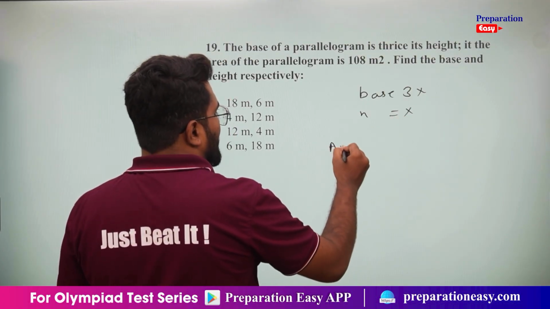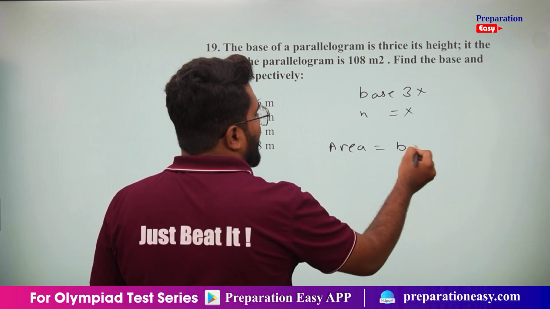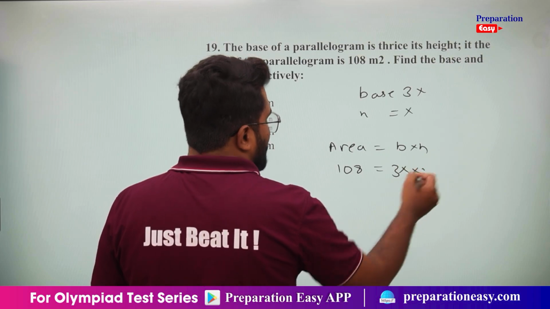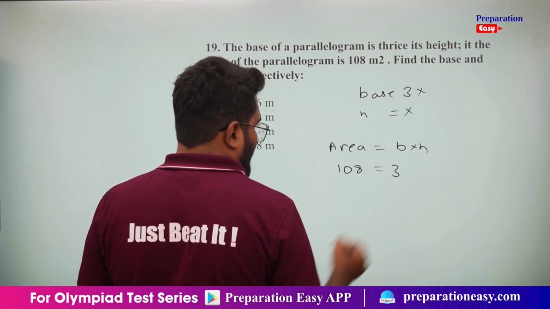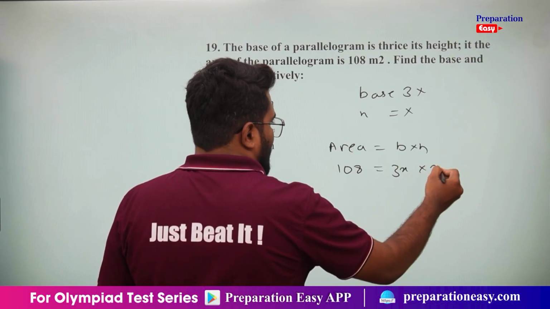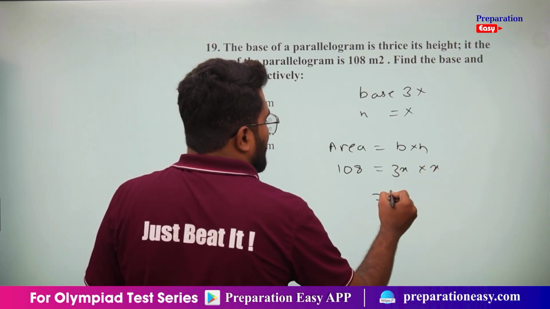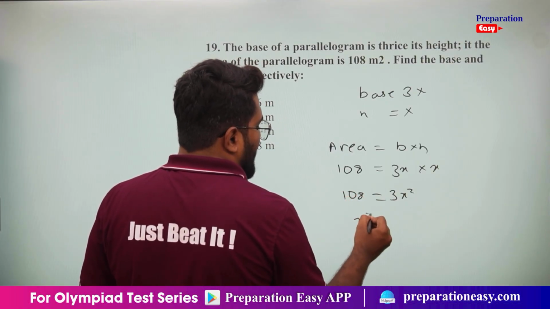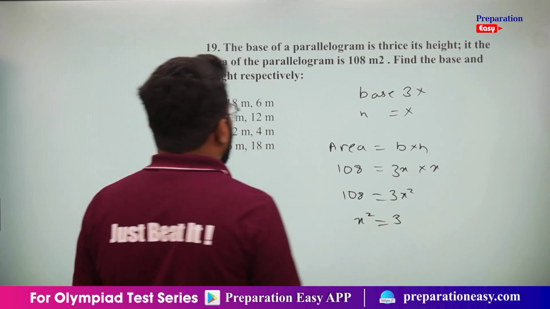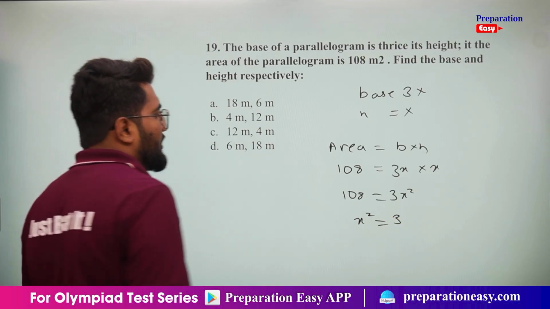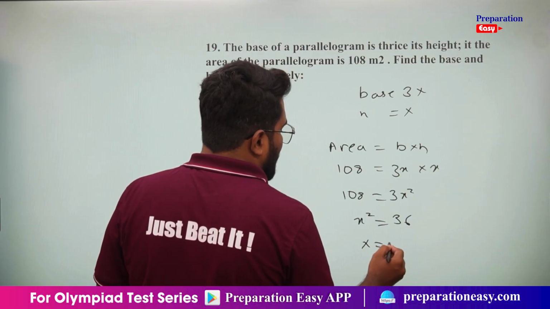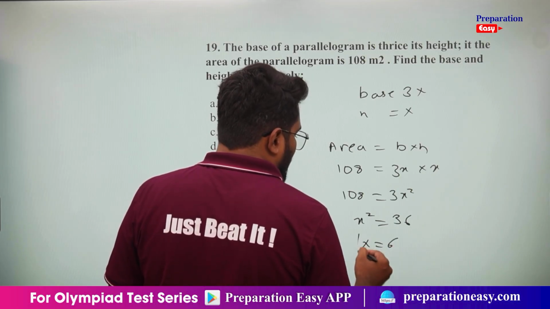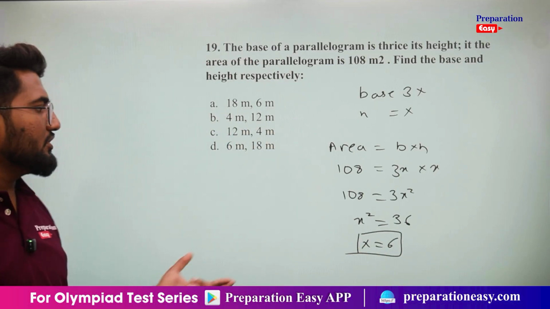Okay, so formula of area: area equals base into height, that is 108 equals 3x into x. So 3x into x, 3x square, 108. So x square will become 36. So x will become 6. Okay, square root of 36 is 6.